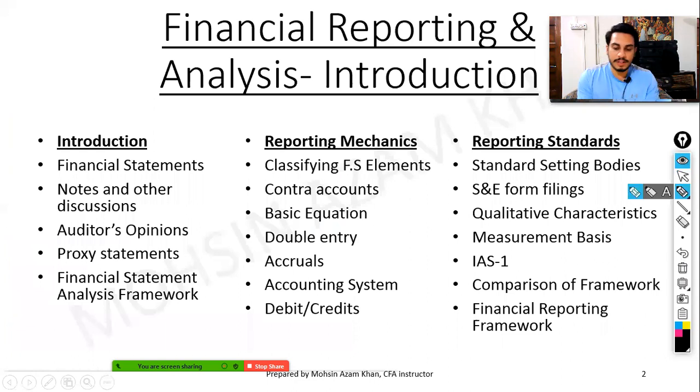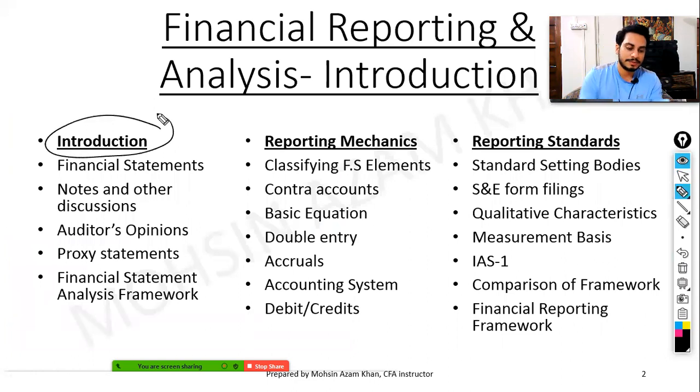In the introduction phase, what are we going to learn, sir? Very simple. We'll first open up financial statements. How many types of financial statements are there? As an analyst, how many financial statements are you supposed to analyze? Are you supposed to go through?